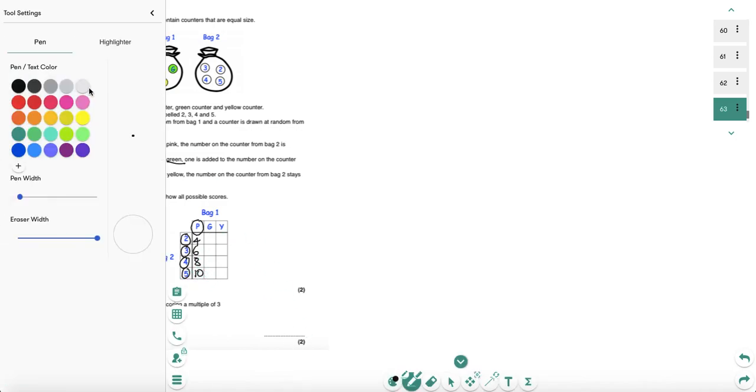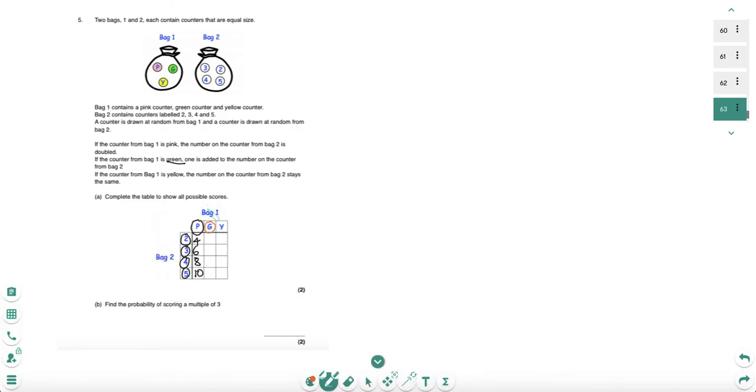Now let's say this time in bag 1, we choose a green counter, okay? Green means we add 1 to the counter from bag 2. So we pick a green and then a 2, we're gonna add 1 to 2, which is 3. Green and 3, we're gonna add 1 to 3 to make 4. Green and 4, we're gonna add 1 to 4 to make 5, and then 6.